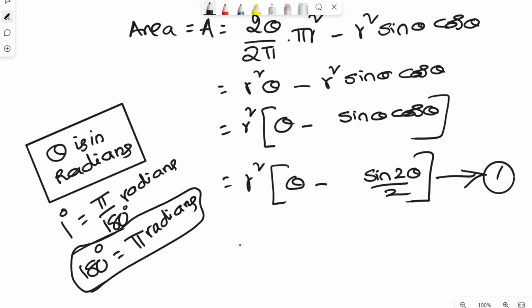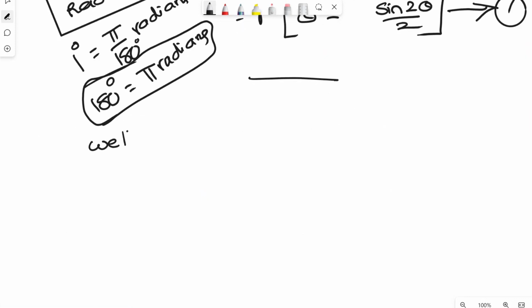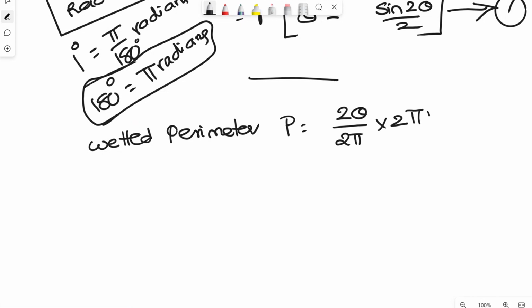So this is as far as the first one is concerned. What is the area? R squared into theta minus sine 2 theta by 2. The next one is the wetted perimeter, which is nothing but the bottom one. You already know the equation: 2 theta by 2 pi into 2 pi r. For the sector, the perimeter is the angle subtended divided by 2 pi into 2 pi r, whereas for the area you find the area of the sector minus the area of the triangle. So now it is 2 r theta.